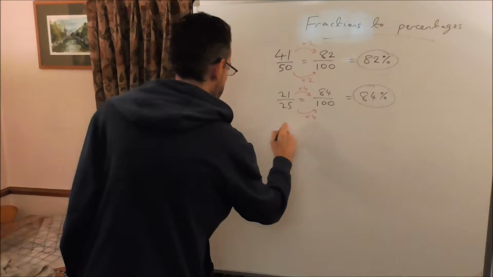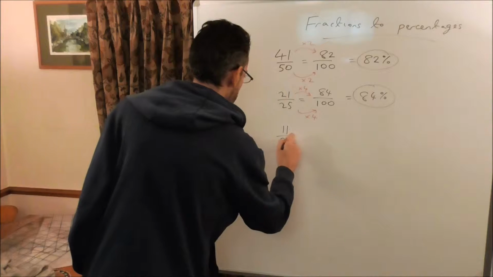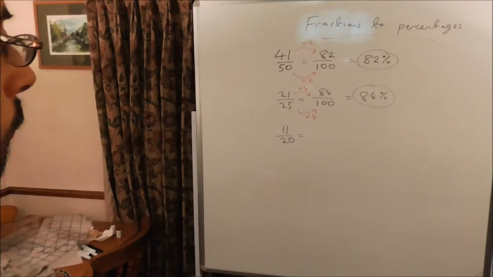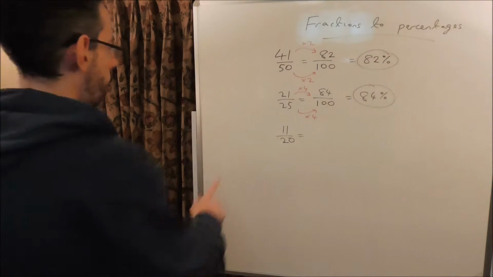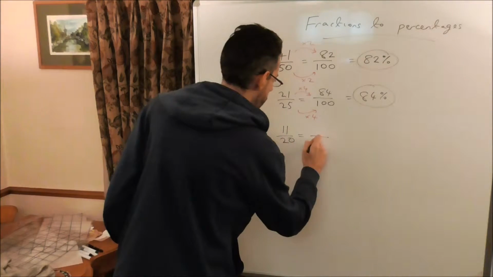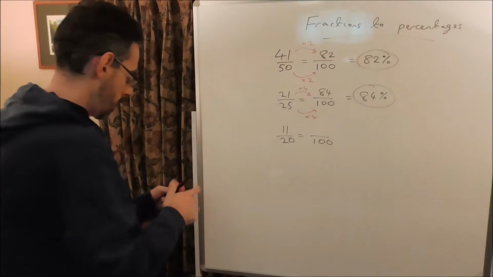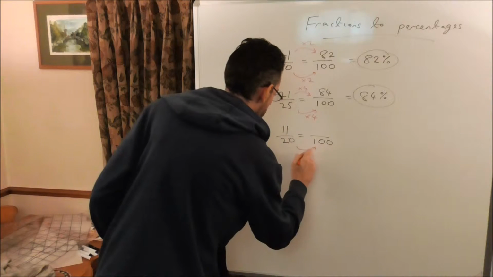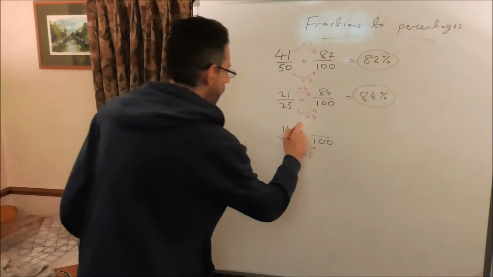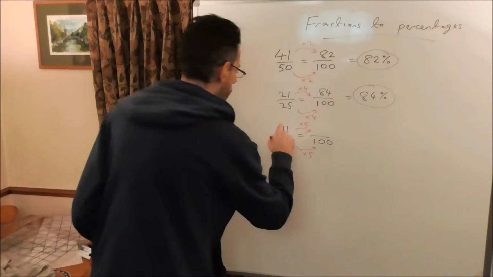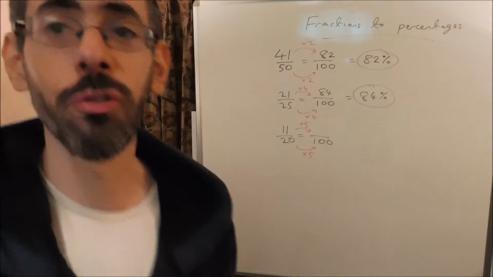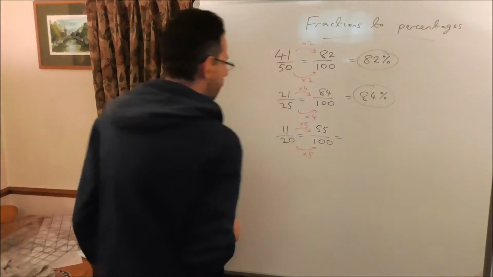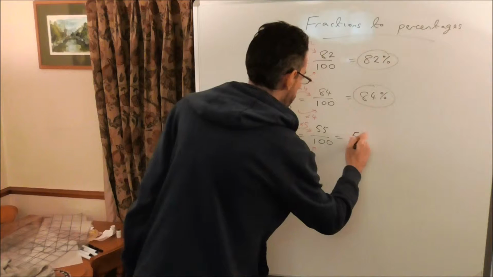Let's do a few more. Let's say you got 11 over 20. Let's say you wanted to change that fraction into a percentage. Can we change that to a fraction out of 100? Yes, we can, because 20 goes into 100 5 times. So to get an equivalent fraction out of 100, you need to multiply 20 by 5. Of course, you've got to do the same thing to the numerator to get an equivalent fraction to this one. So 11 times 5 is 55. So 55 over 100 is just 55%.